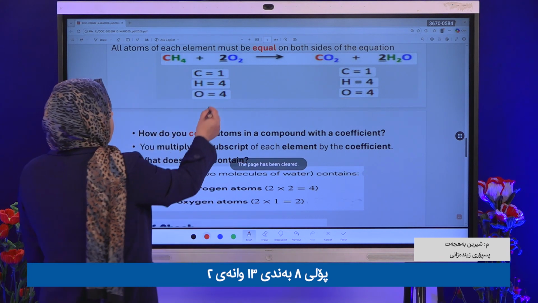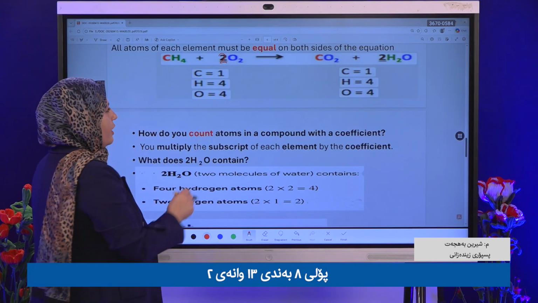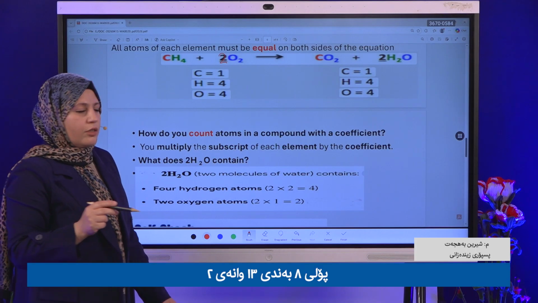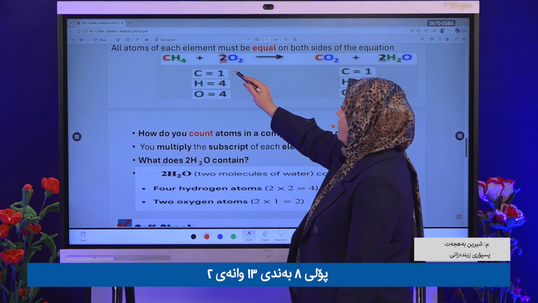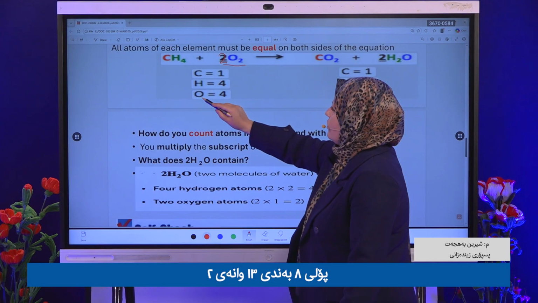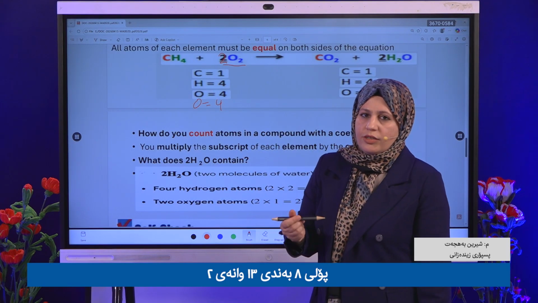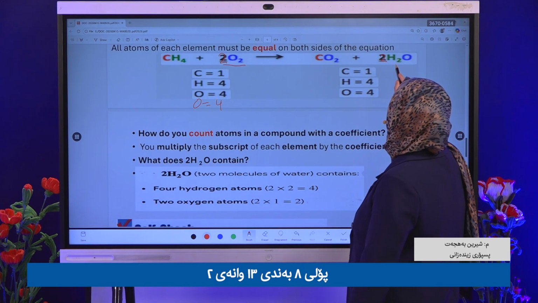Okay. We added a 2 coefficient next to who? Next to oxygen, to increase the number of hydrogen. Now oxygen is 4. Before it was how much? 3. Look at it. And we added 2 in front of what?